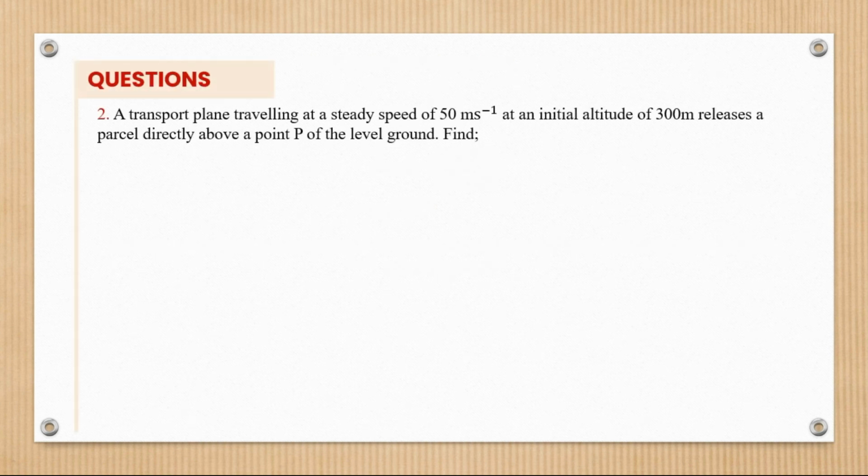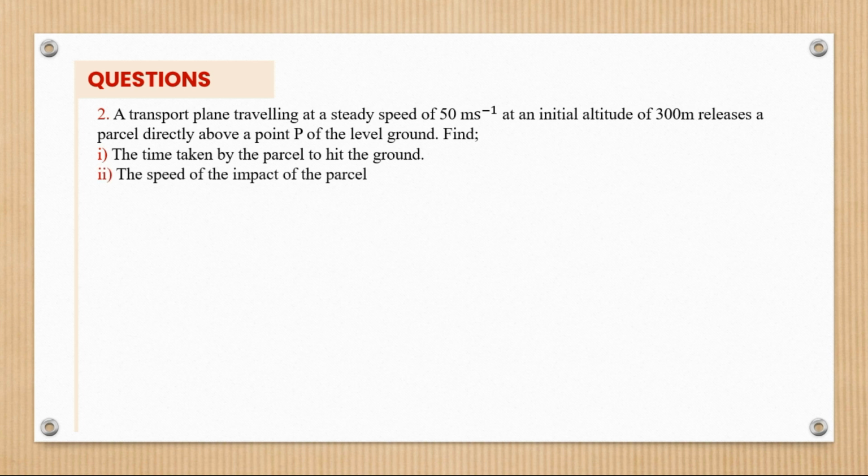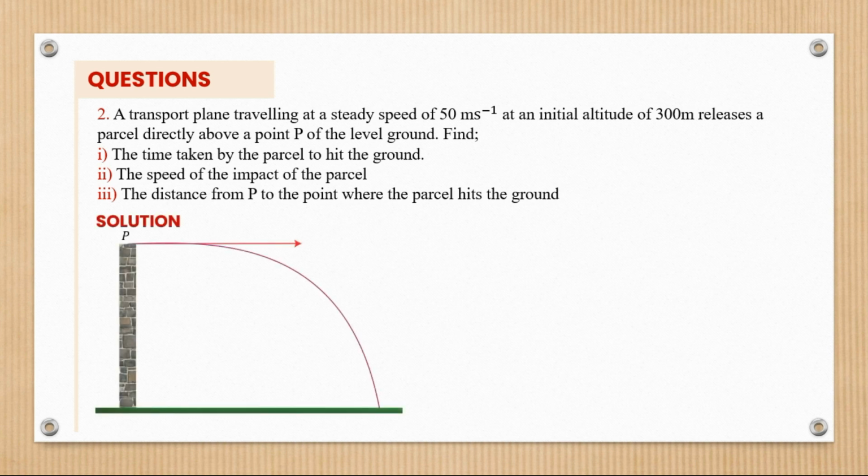So question number 2, we're being told that a transport plane traveling at a steady speed of 50 meters per second at an altitude of 300 meters releases a parcel directly above a point P of the level ground. So find the time taken by the parcel to hit the ground. Part 2, the speed of the impact of the parcel. And then part 3, the distance from P to the point where the parcel hits the ground. So let's solve this, but let's first sketch this.